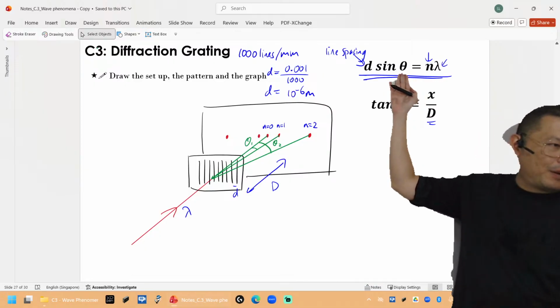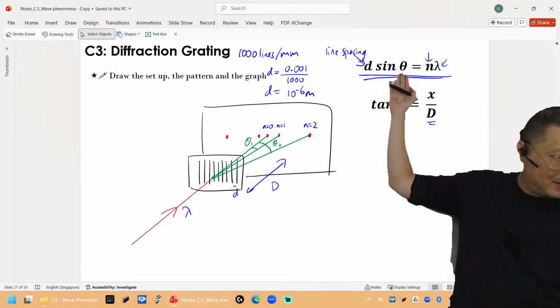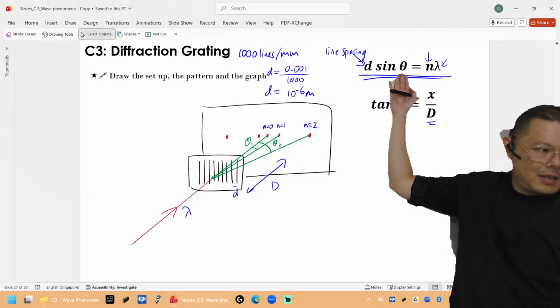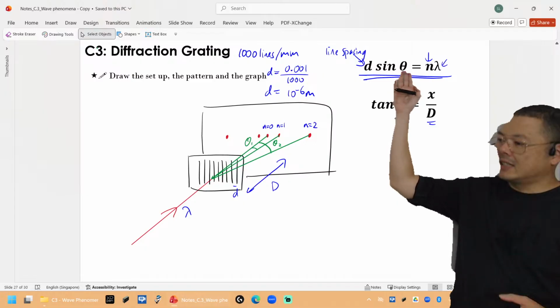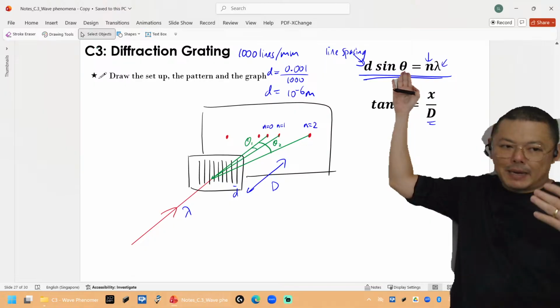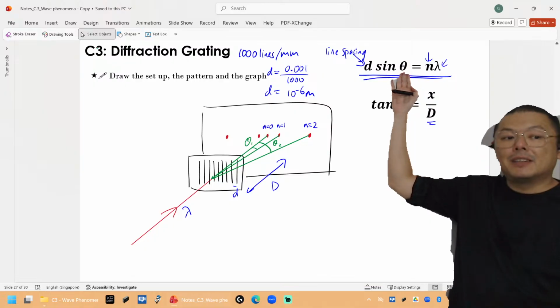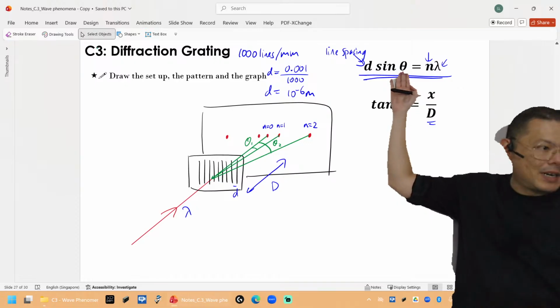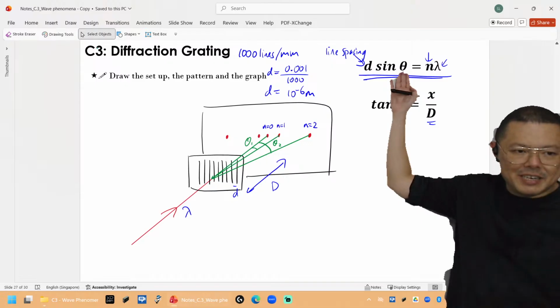In double slit, theta is what? From what to what? From maxima to maxima, right? Correct or not? Theta for double slit is maxima to maxima. How about theta for single slit? Central max to first minima. Good. You're getting it.